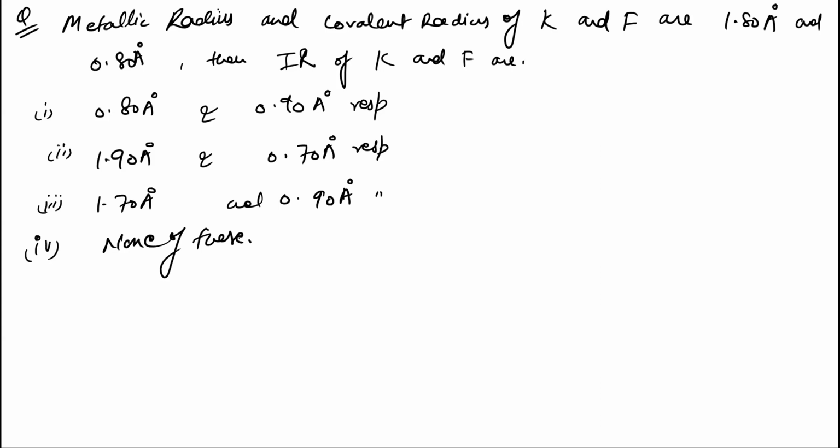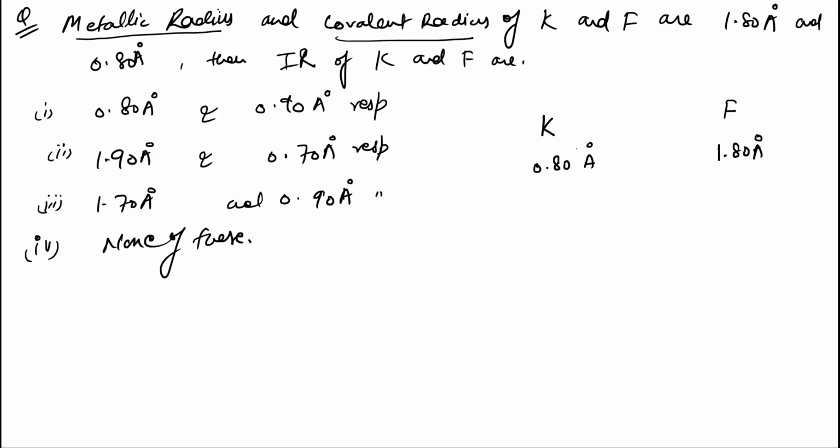Tell me which one is what it's saying. The metallic radius and the covalent radius of potassium. Potassium is a metal, so it is going to have the metallic radius, and fluorine is a non-metal, so it is going to have the covalent radius. So it is being given to you that the metallic radius of potassium is 1.80 angstrom, and that of fluorine is 0.80 angstrom.